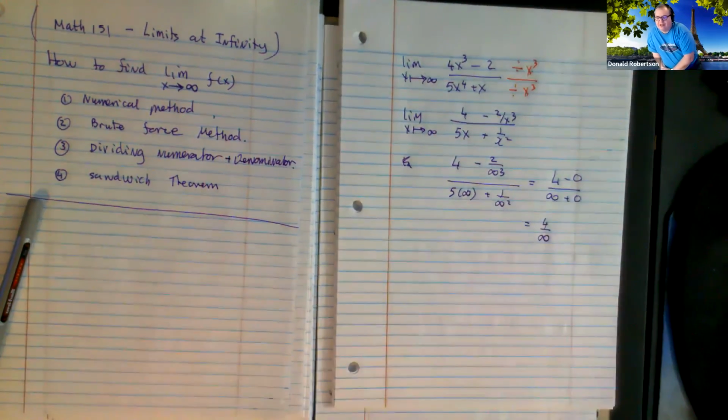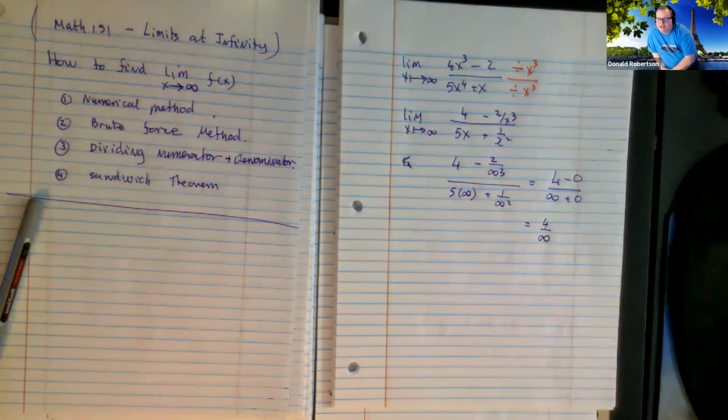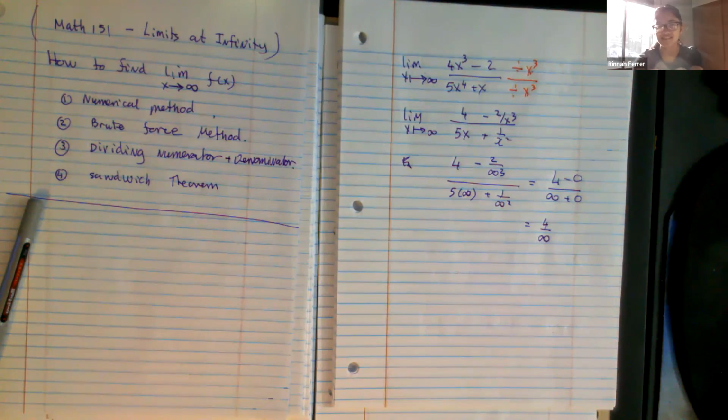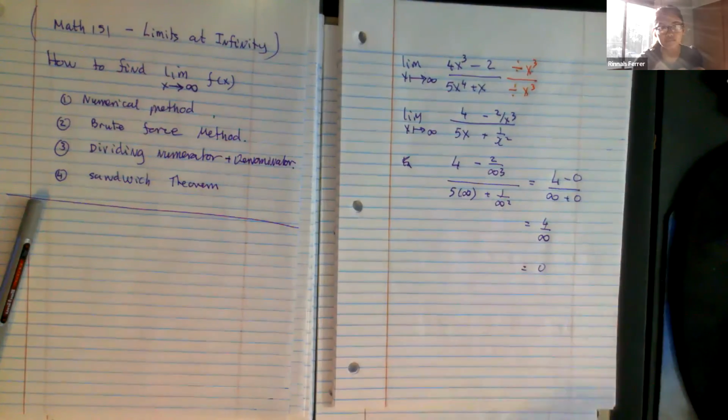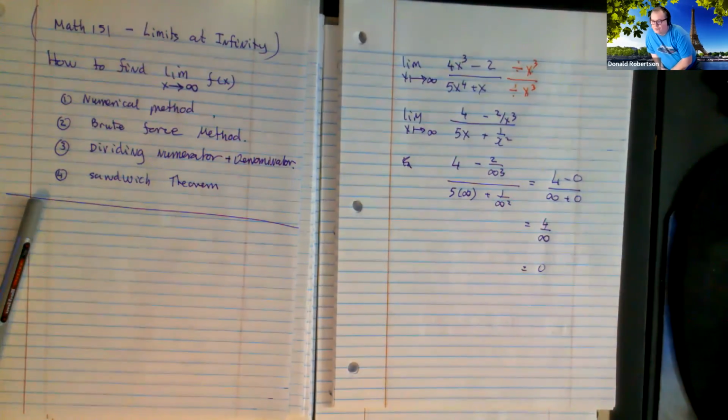And now we've got 4 over infinity. What is 4 over infinity equal to? It is a number. What's 4 over infinity equal to? 0. Agreed? 4 divided by infinity is 0. So the answer to that is simply that the limit is 0. If I'd done the x to the 4, you would have eventually got the same answer. So it's not like it's going to give you the wrong answer.